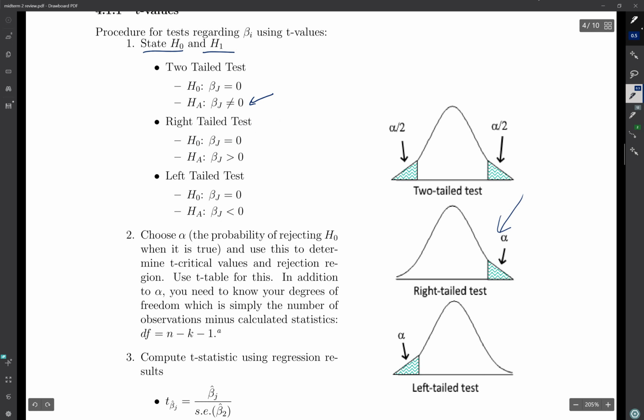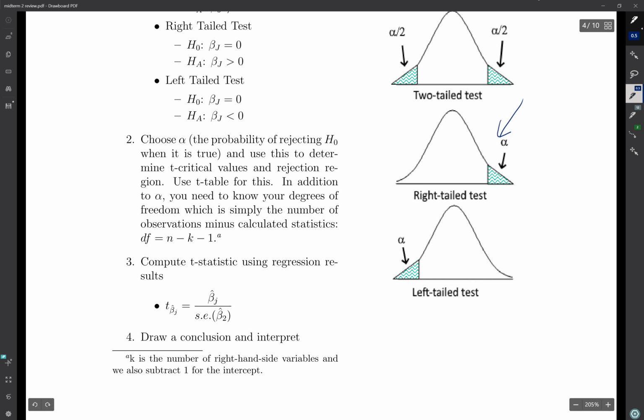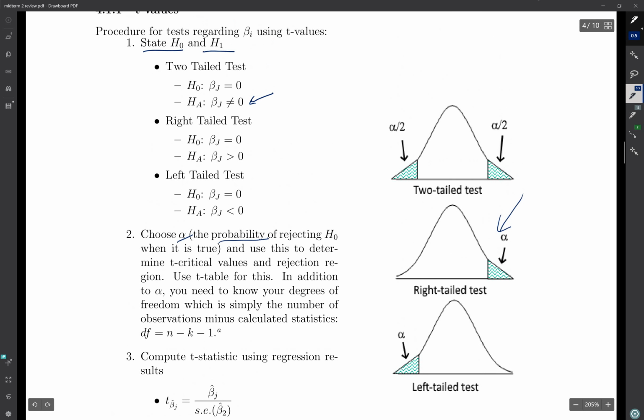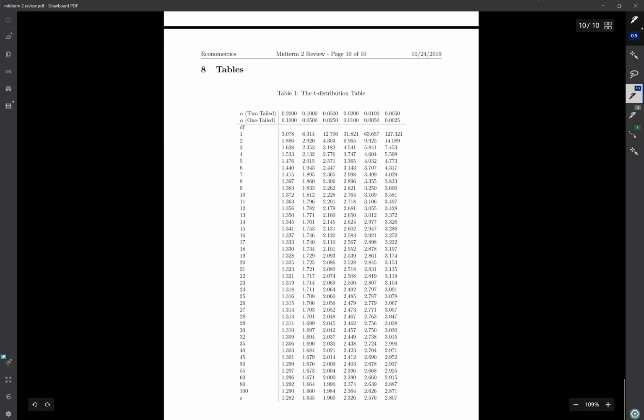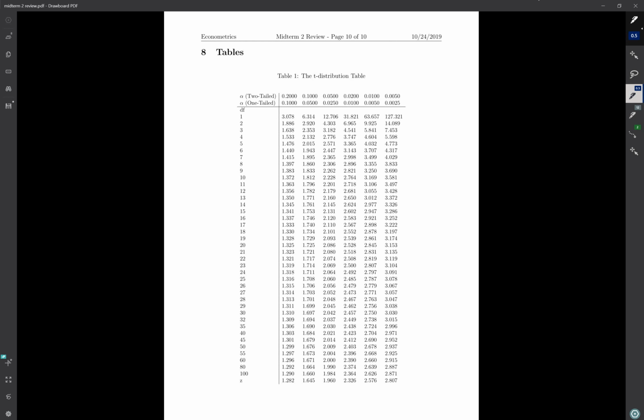All right. So next thing we got to do is choose this alpha that I just talked about. This alpha is our probability of rejecting the null hypothesis when in fact the null hypothesis is true. It's our probability of being wrong in that way. And we're going to use that to determine what's called a t-critical value and rejection region. So we're told to use the t-table for this. I have a t-table in this review, so you can download that, look at that. You can use this for the exam.